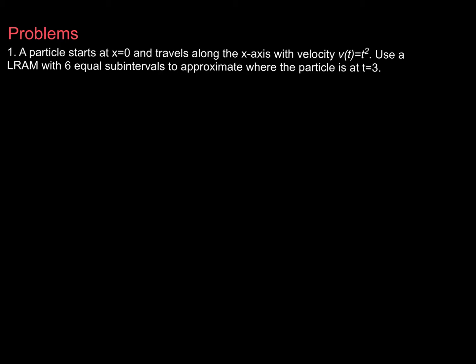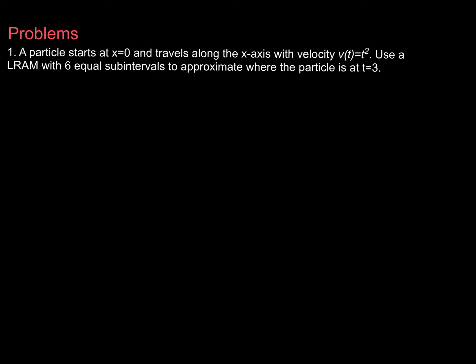Okay, hopefully that went well. Remember, we need to make sure we have a plan of attack here. We want to know where the particle is at t equals 3. Let's just say after 3 seconds. And we're given the velocity function. And we also know where the particle is at the beginning. So when time is 0, it's at x equals 0. Now it'd be great if we had the position function. We can just plug in 3 into the position function, but we don't.